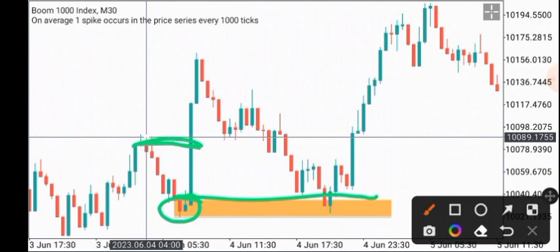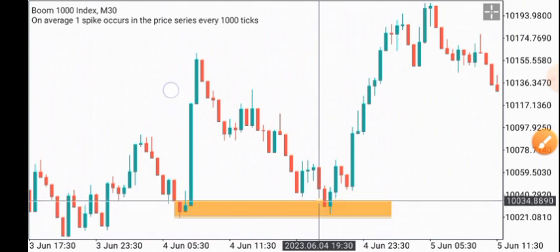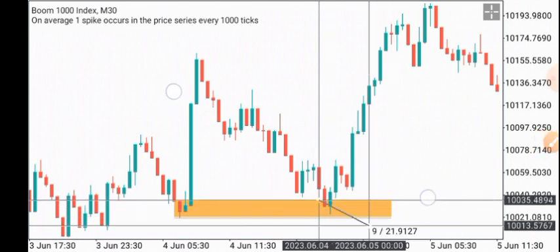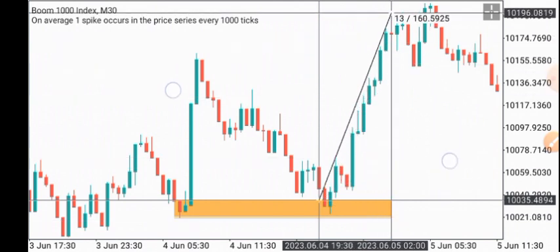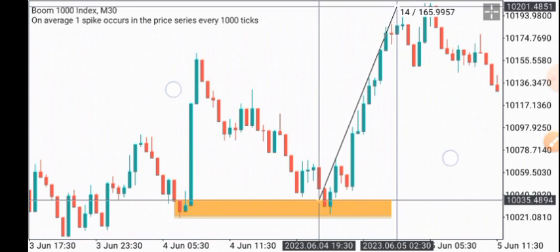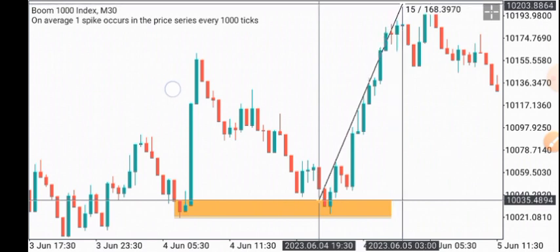And look at what happened. Price came back, and then you can see what happened here. It began to spike. This is it. Let's see. We are risking just, you're placing a stop loss there. This is just $17, and then this is it, getting over $160 in just this thing.